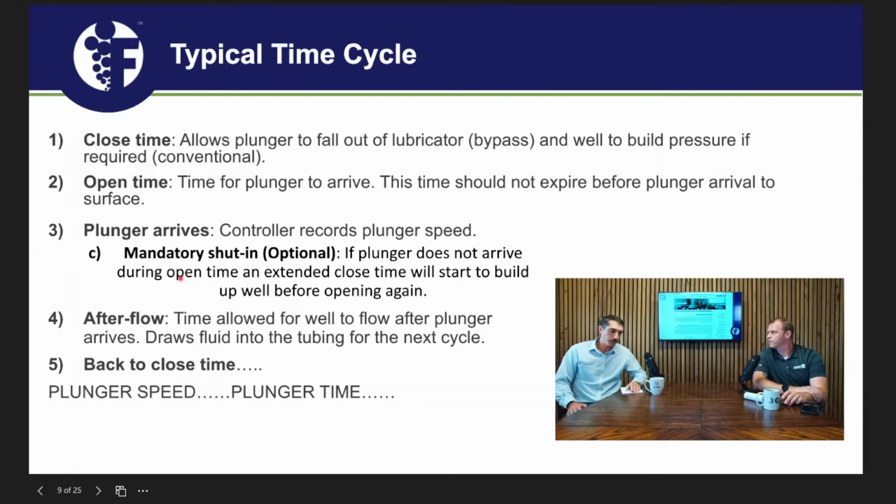Mandatory shut-in is a different setting where if, say, your well's going to load up or we don't know what's happening, that well can shut in indefinitely, or it can shut in maybe for an extended period of time to help more energy build. It's not always used, but that's an option. If we don't have that in there, then it will just start a cycle over.